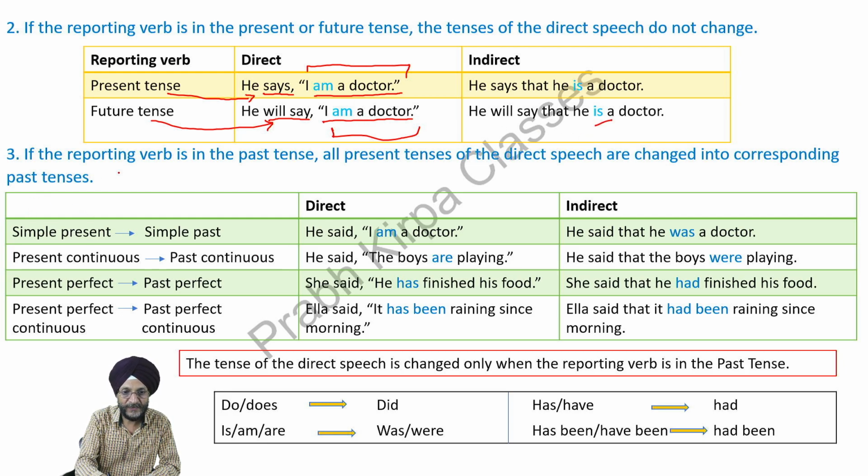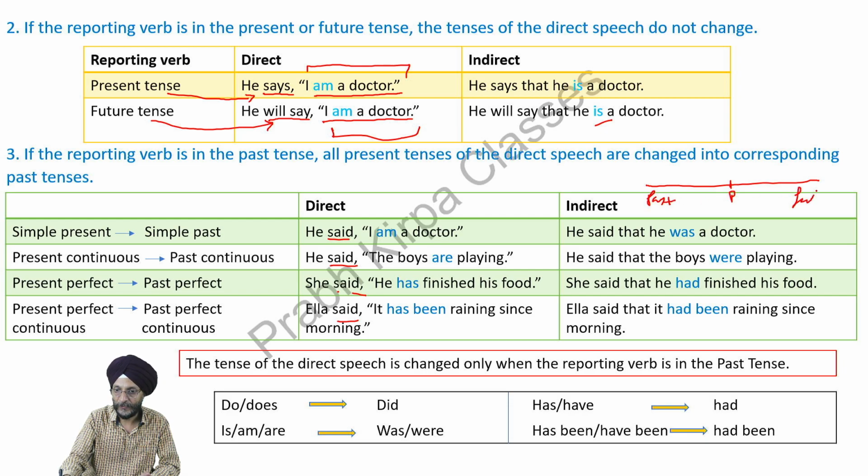Now next, if the reporting verb is in past tense, reporting verb what? Said. It is the reporting verb. It is in past. Said. If you see the timeline, if you are in the present, behind you is the past.